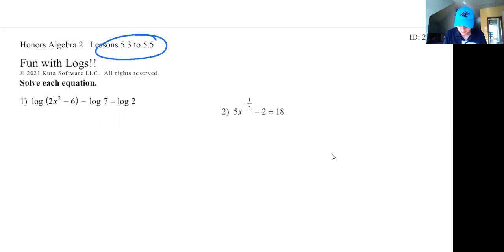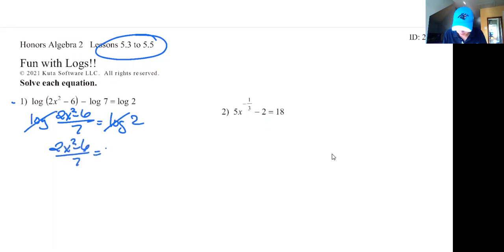Okay, so going nice and slowly, I'm staring at question number 1, and I see that I have a logarithm on all sides. I'm thinking my law of logs. How can I condense this with my law of logs? So I'm going to write the left side together, which is log of 2x squared minus 6 over 7 equals the log of 2. Straight up, it's log of this equals log of that. So the logs will fall out, and I'm left with 2x squared minus 6 over 7 equals 2.